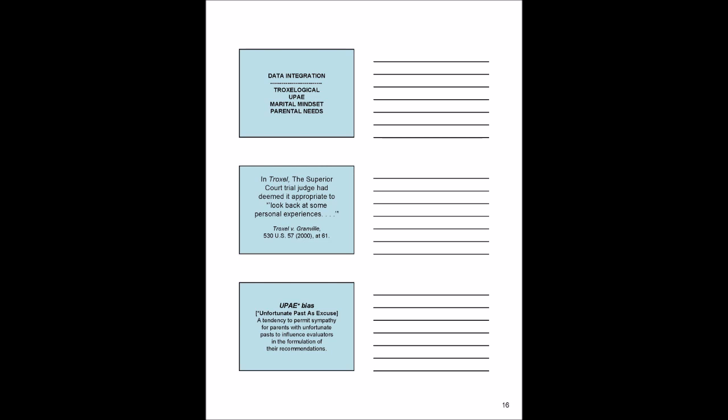Unfortunate past as excuse. Obviously, I made this one up. There are evaluators who become sympathetic with parents because of things that have happened to them in their past, and they then allow that to affect them in the formulation of their opinions, and they cut these people some slack because, after all, this person was raised by an abusive parent. I don't really care. If a person was raised by an abusive parent and it has turned them into an abusive parent, I need to focus on the fact that this person is now an abusive parent, not where it came from.